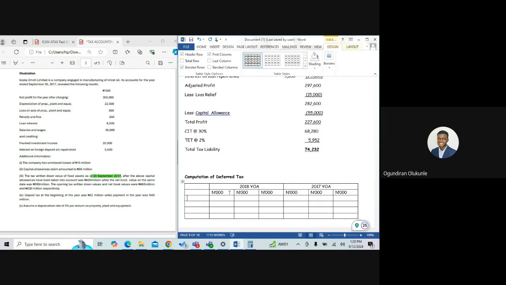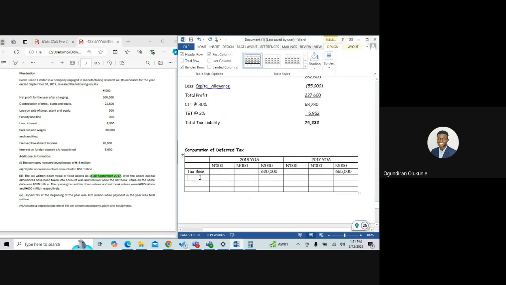So the first thing we have is, don't forget the definition. The definition is the difference between the tax base and the carrying amount. So what's the tax base? Don't forget when I was explaining tax base, I said you can also see it as the tax down value. So the tax down value of fixed asset as at 30 September 2017, after the above capital allowance have been taken into account, was 620,000, right? Yes, sir. And the opening tax down value is how much? 665,000. Right.